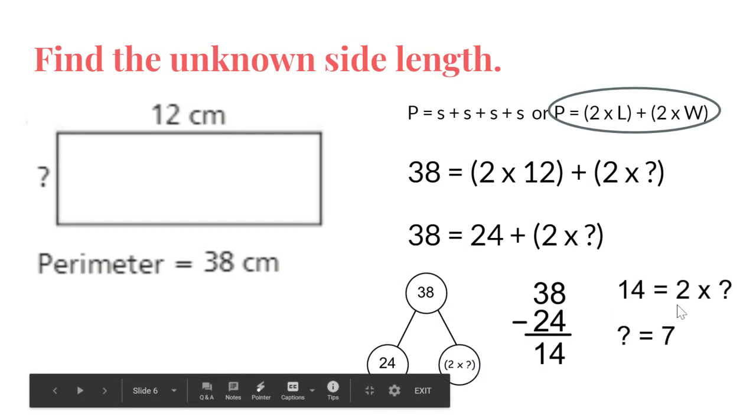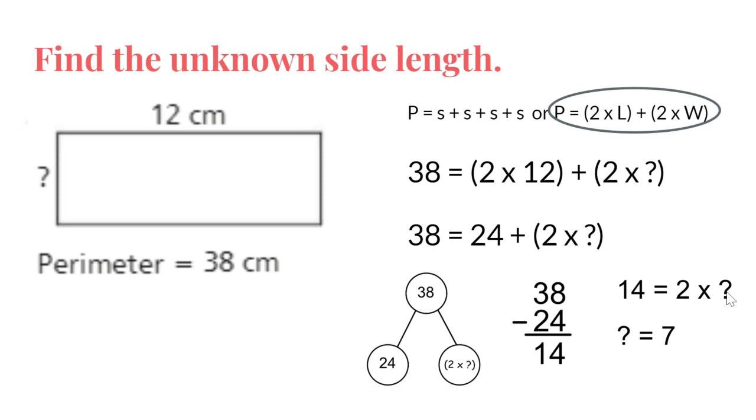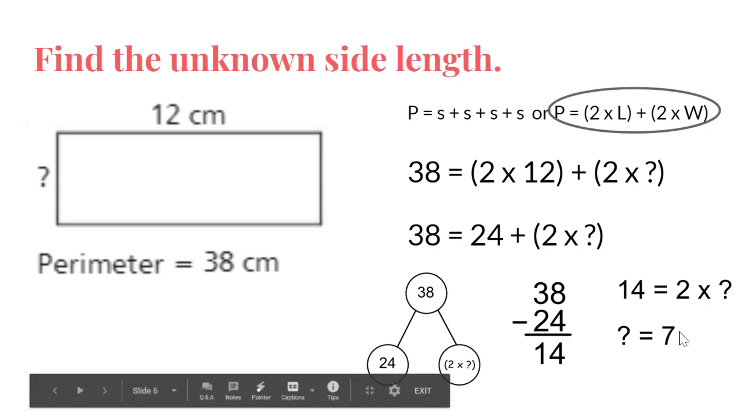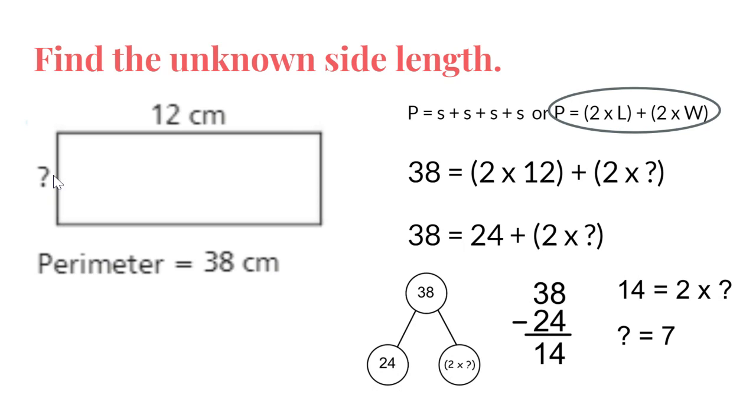So 14 is equal to 2 times something. Well, 2 times what equals 14? 7. So this side length over here is going to be 7. And if I go back and check my work, and I do 7 plus 7 is 14. 12 plus 12 is 24. So if I do 14 plus 24, I'm going to get 38.